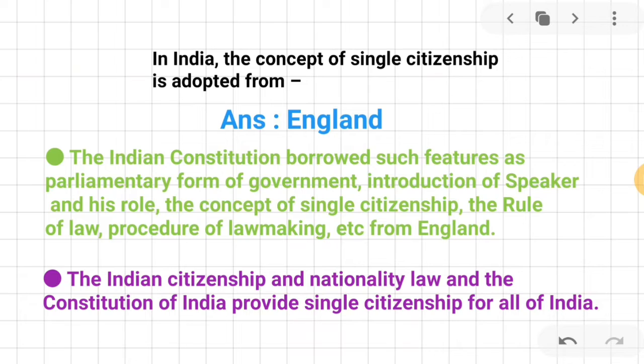Remember that the Indian Constitution borrowed such features as the parliamentary form of government, introduction of the speaker and his role, the concept of single citizenship, and the rule of law, procedure of lawmaking, etc. from England. So lots of constitutional features are borrowed from England. Please kindly note down all the features. The Indian Citizenship and Nationality Law and the Constitution of India provide single citizenship for all of India.